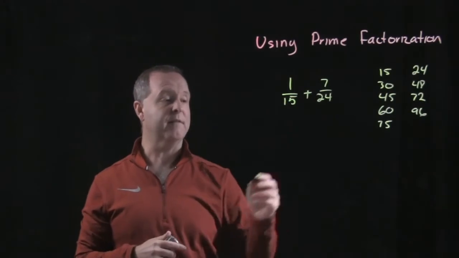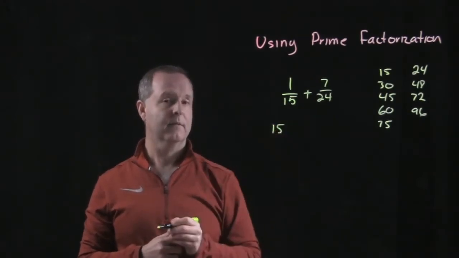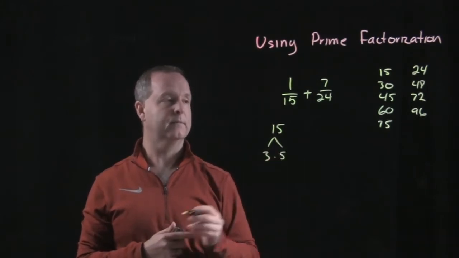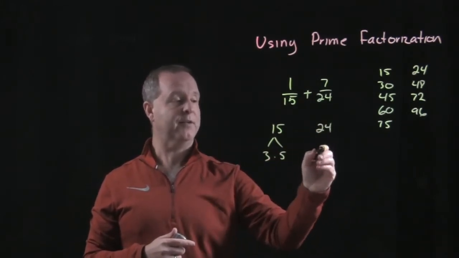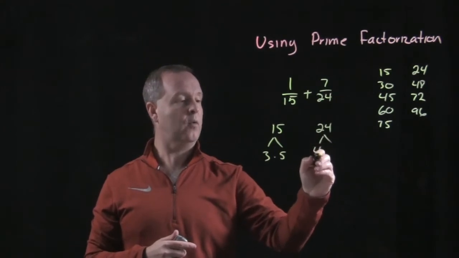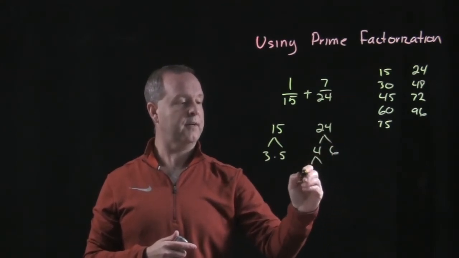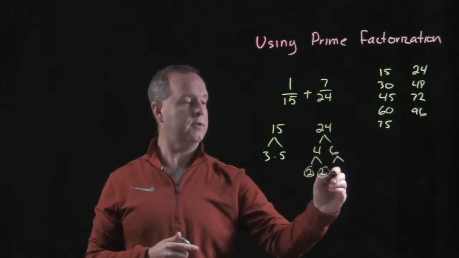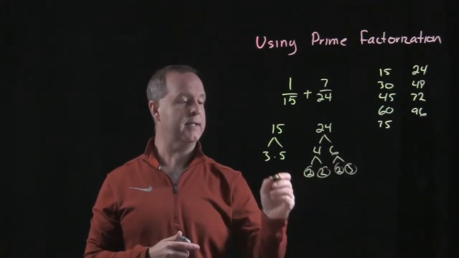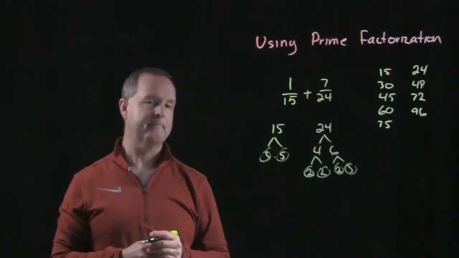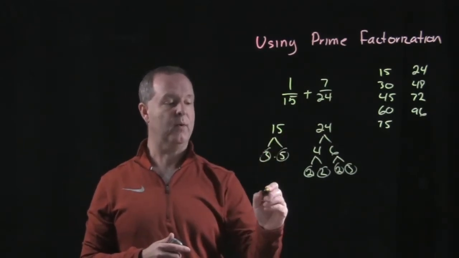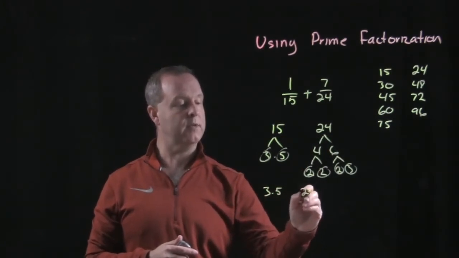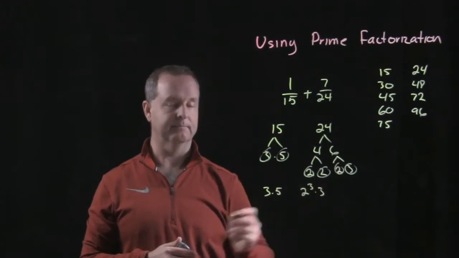Remember how to factor tree 15? 15 factor trees down to 3 times a 5. 24 factors down to 4 and a 6. 4 is factored down to a 2 and a 2. They stop. 6 goes down to a 2 and a 3. And 2s and 3s stop. So I have 15 can be written as 3 times 5, and 24 can be written as 2 cubed times 3.